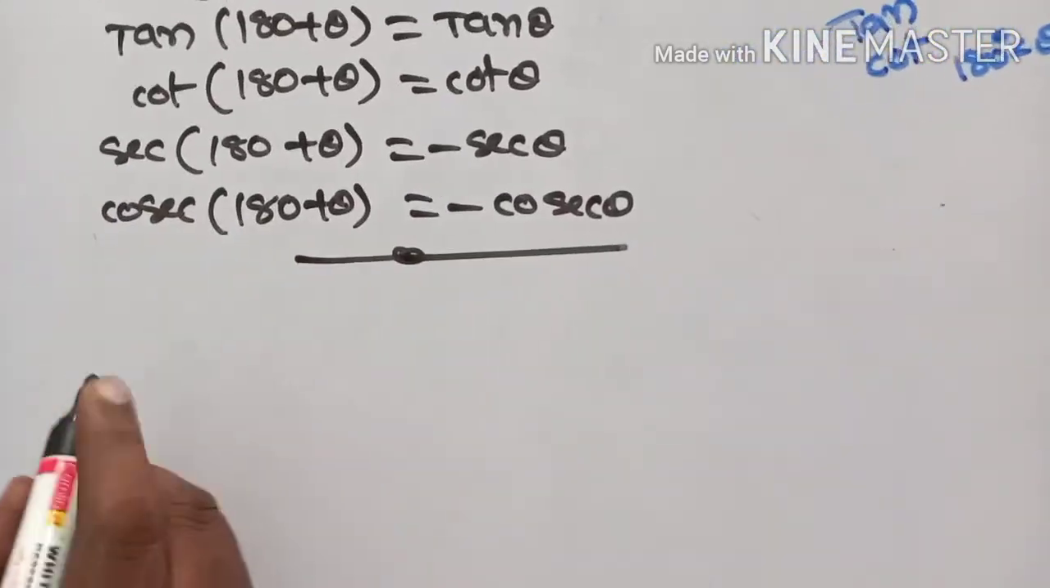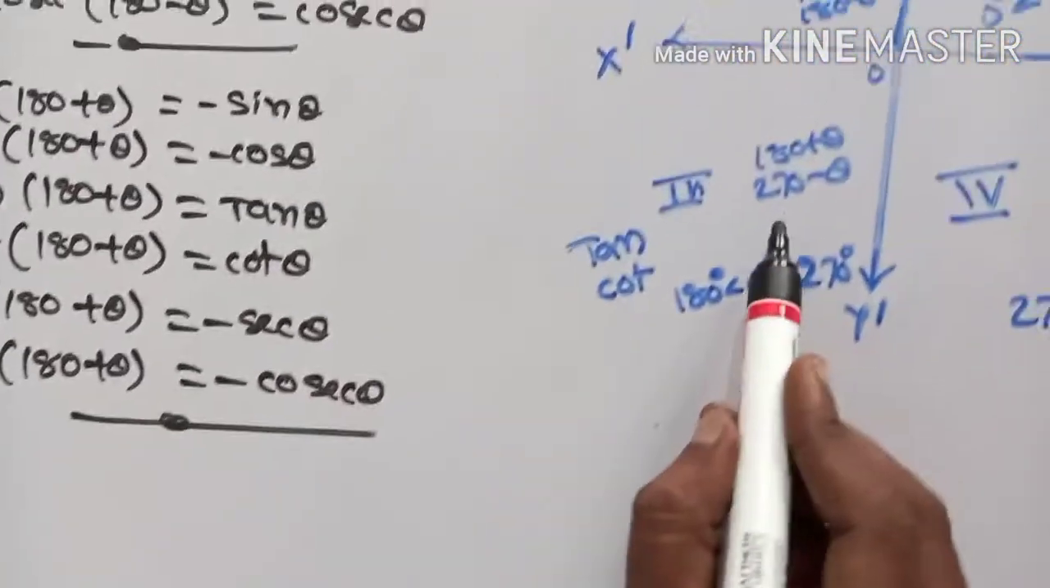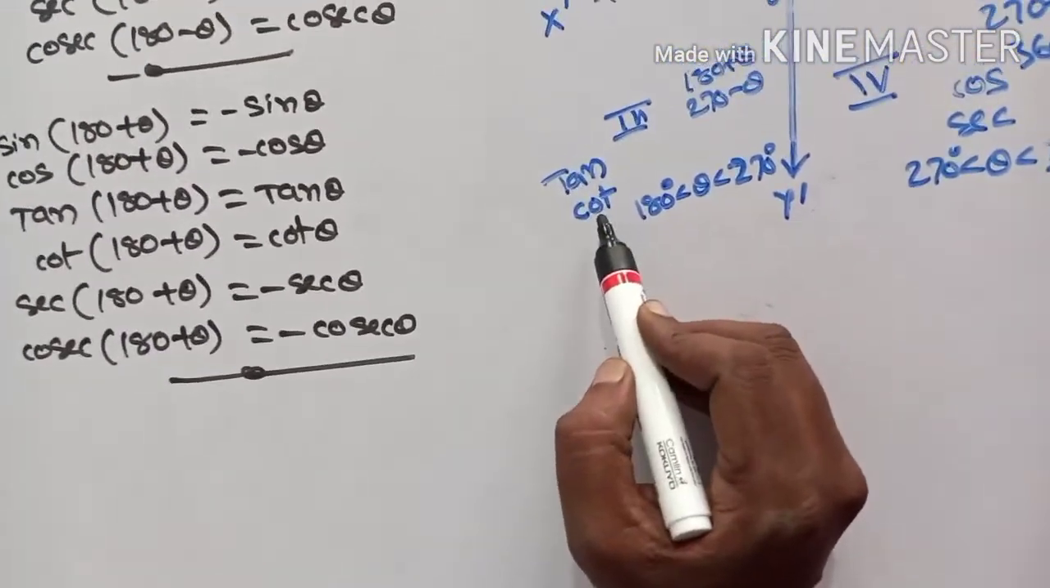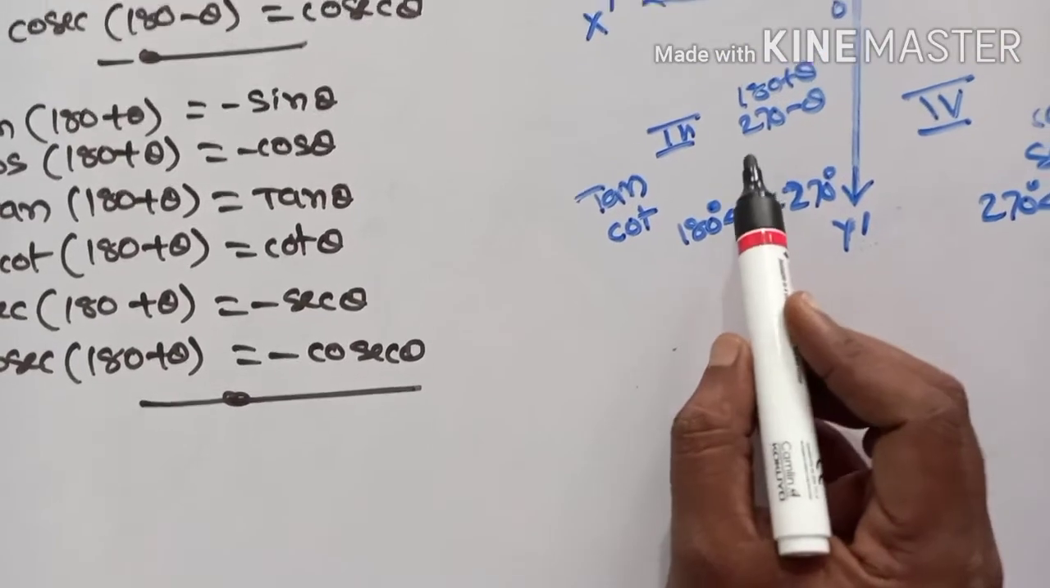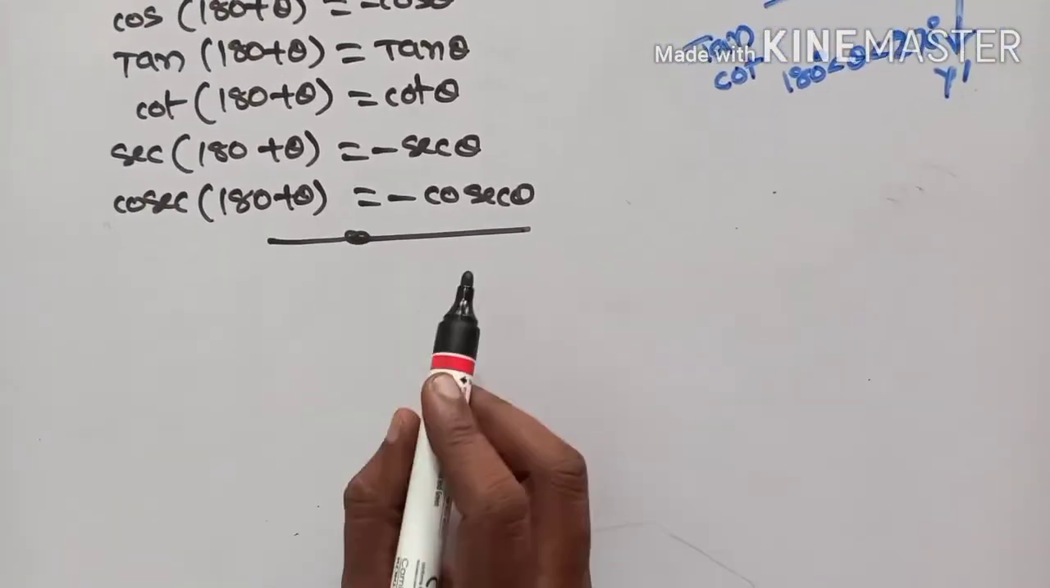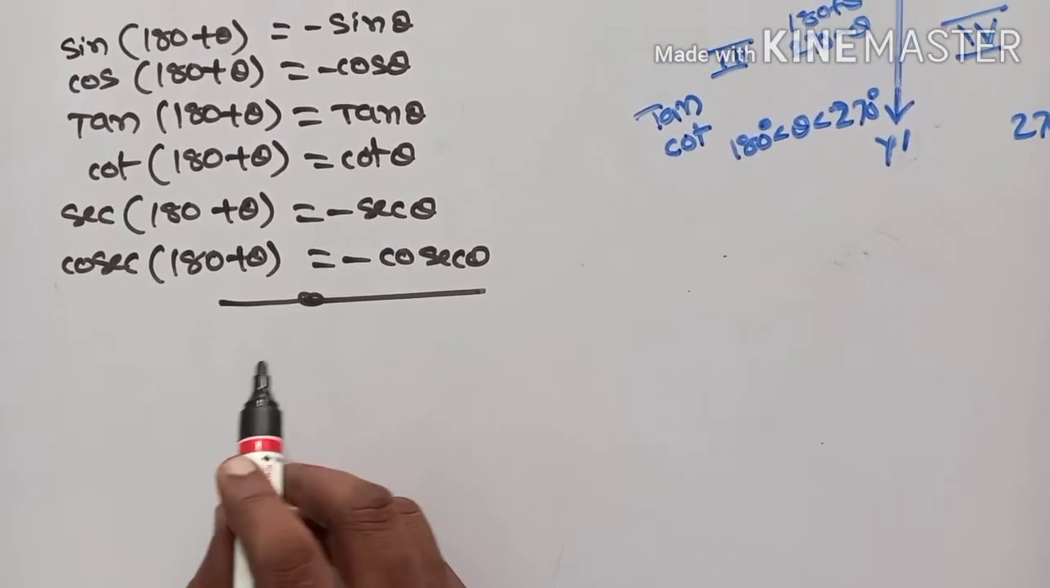Now 270 minus theta. 270 minus theta is in the third quadrant. In the third quadrant, tan and cot are positive, and the remaining are all negative. With 270, the ratios are changed: sin becomes cos, cos becomes sin, tan becomes cot, cot becomes tan, sec becomes cosec, cosec becomes sec.